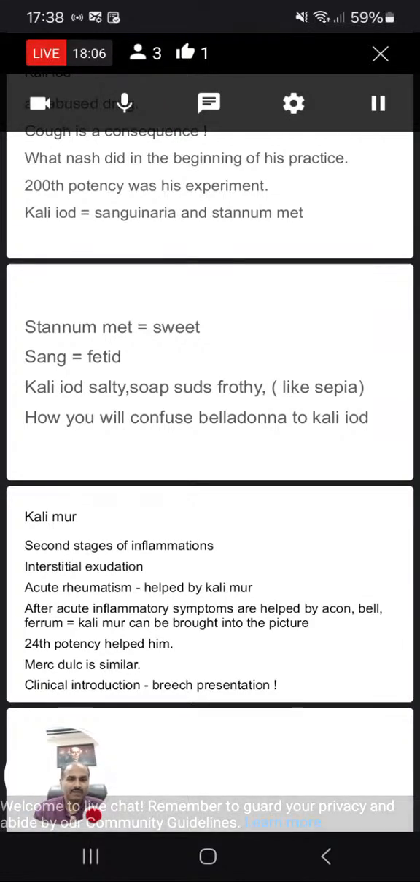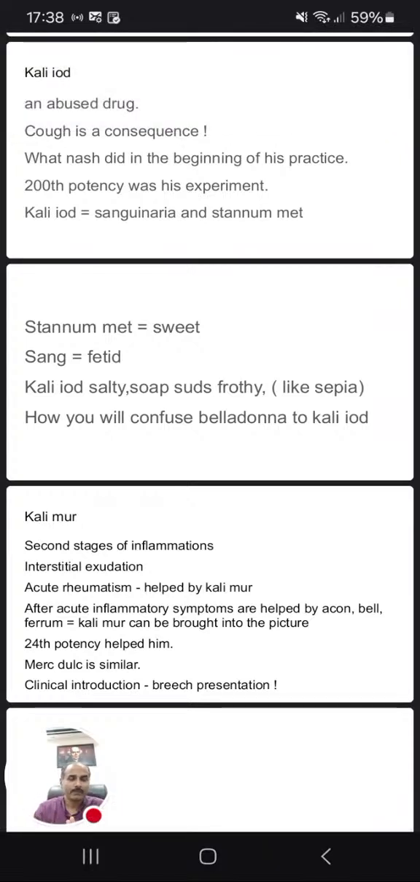That is what is given in Dr. Nash's Leaders in Homeopathic Therapeutics. I hope you got some idea of what you need to do, how you need to do it, from this session.